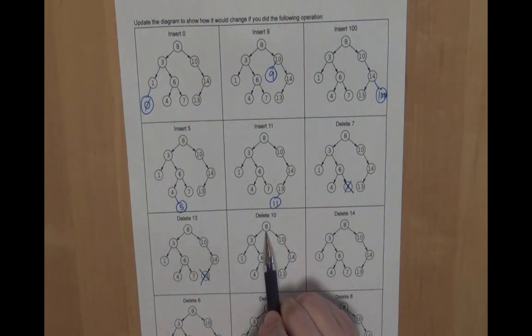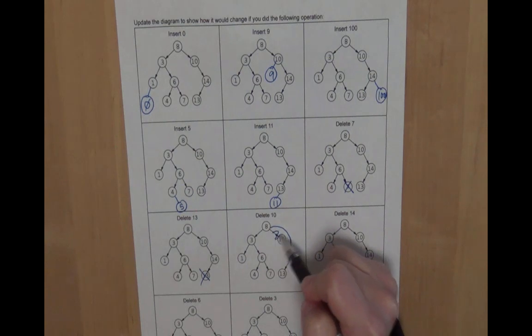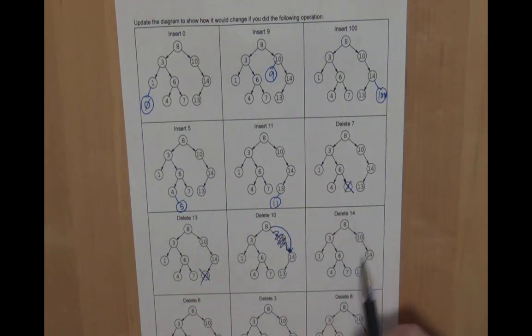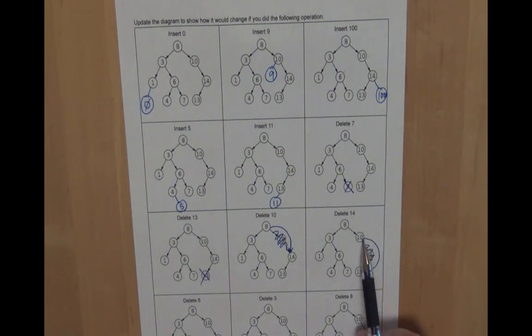Delete 10. It's bigger than 8. Here I found it, the node 10, and it has just one subtree. So what happens is instead of 8's right subtree being 10, 8's right subtree is going to be 14, and we remove that 10. Similarly deleting 14, it's bigger than 8, bigger than 10. There it is at 14. It only has one child, so again, I'm going to replace it with its child. So 10's right subtree is going to point to 13, and that 14 gets removed. So again, 13 is the right child of 10.